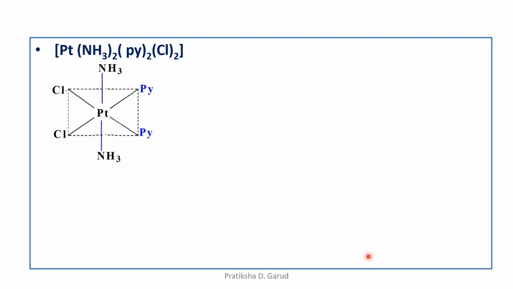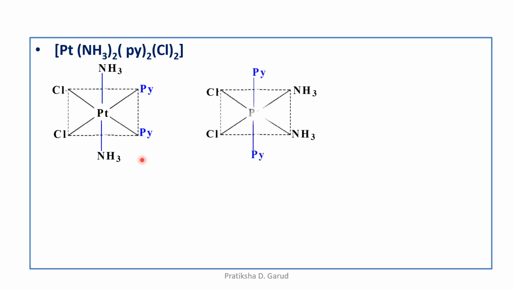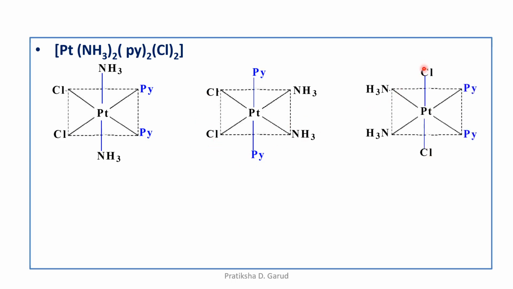So the first structure. In the first structure, suppose this NH3 is the A. So these NH3 are trans to each other, that means opposite across platinum, whereas this pyridine and chlorine, that means B and C, are cis to each other. This is the first type. Then the second type. In the second type, the B type of ligand, that is the pyridine, are trans to each other, whereas the NH3 and the chlorine are cis to each other. The third type, the chlorine are trans to each other, whereas the pyridine and NH3 are cis to each other. So these are the 3 types.